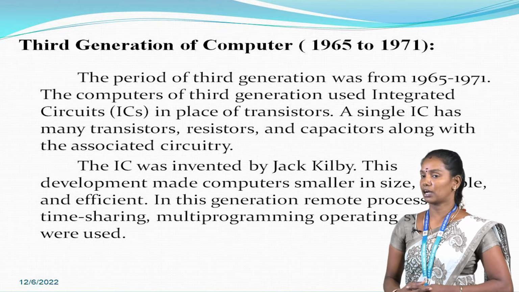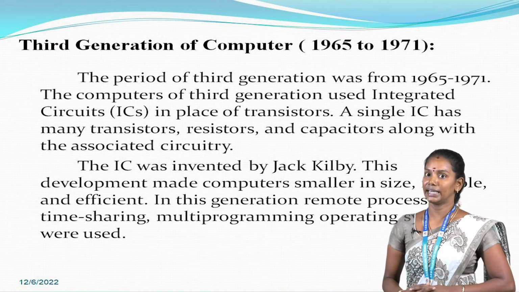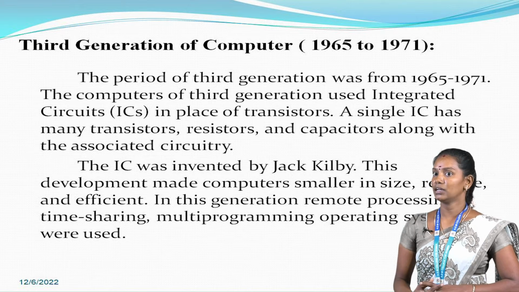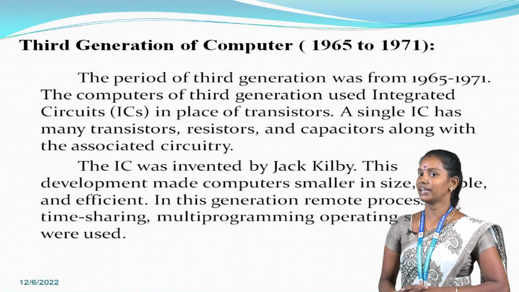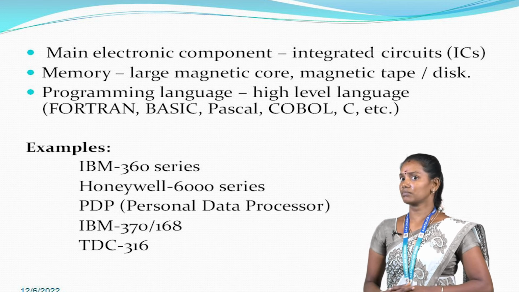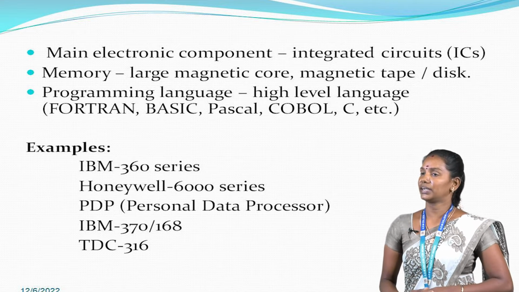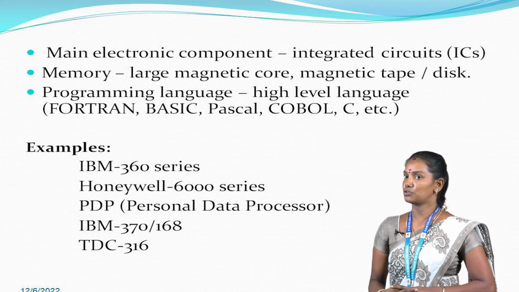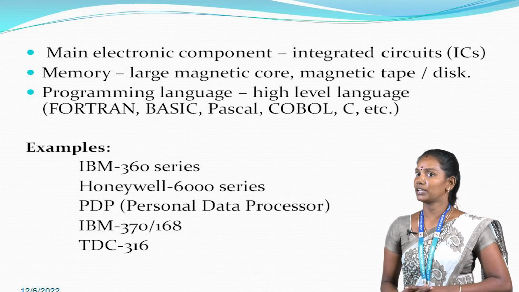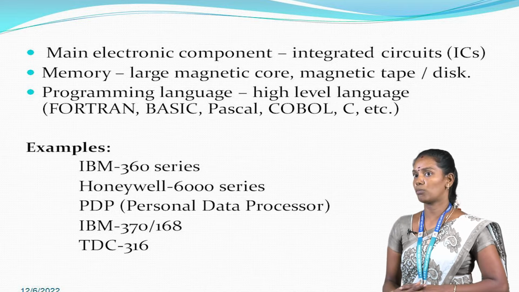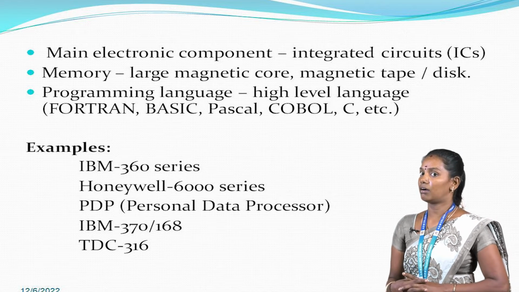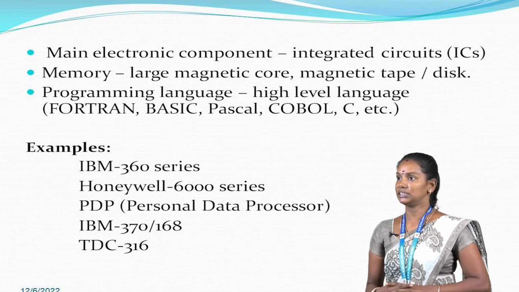This development made computers smaller in size, reliable and efficient. In this generation, remote processing, time sharing, multi-programming operating systems were used. The next one, main electronic component: integrated circuit; memory: large magnetic core, magnetic tape and disk. Programming languages used in this computer: high-level languages, Fortran, Basic, Pascal and COBOL, etc. Examples: IBM, Honeywell, BDP, IBM and TDC.